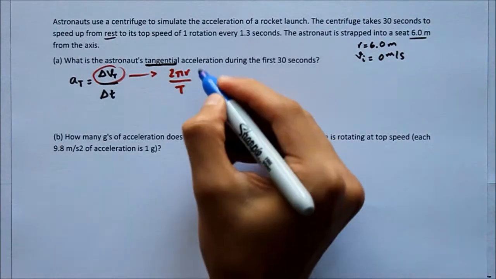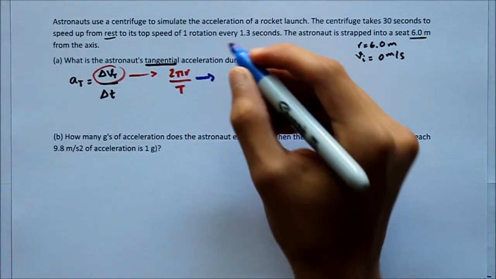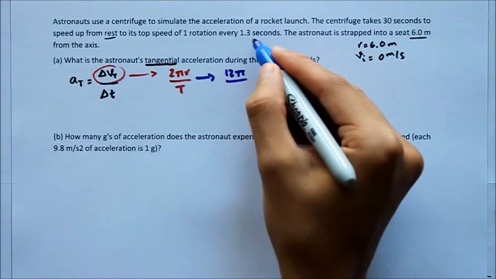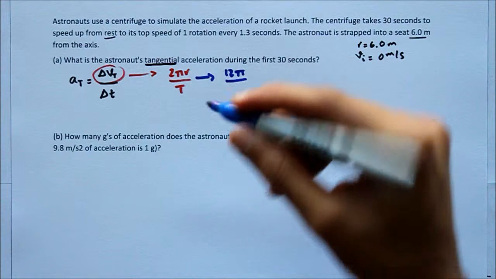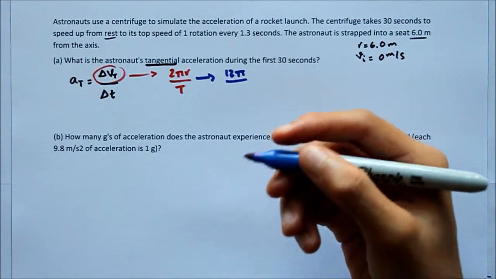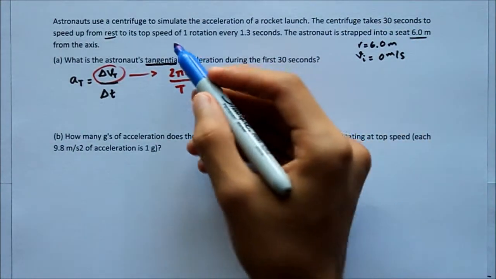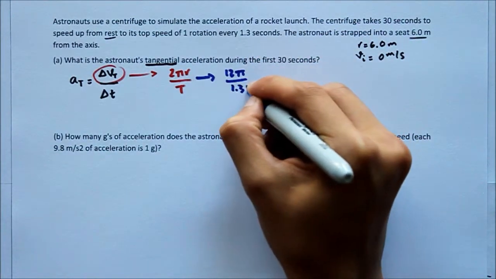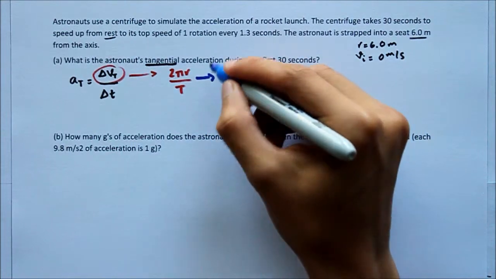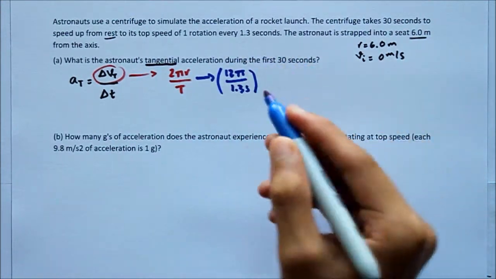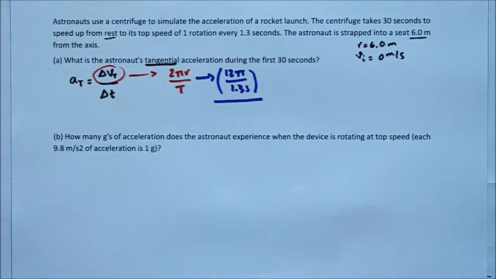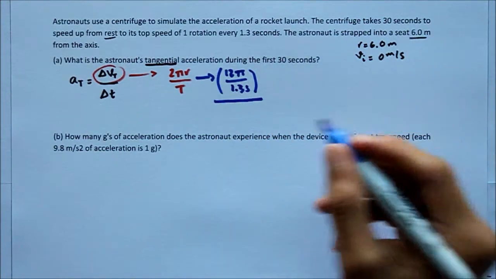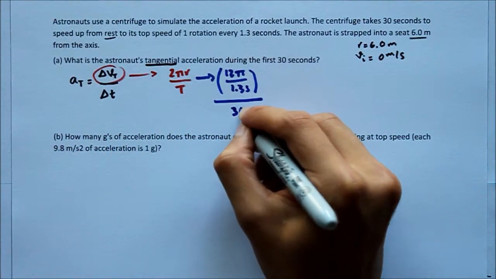And if you solve this out, you should get 12 pi over T, our period, which is also given to us, because our period is the amount of time it takes to make one rotation. So right here it says one rotation every 1.3 seconds. So our period is 1.3 seconds. And now we have our change in velocity. All we have to do is divide it by the time we take. And it says that the centrifuge takes 30 seconds to speed up from rest. So our change in time is 30 seconds.